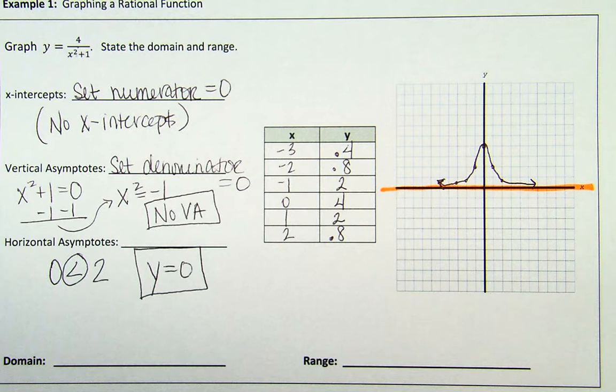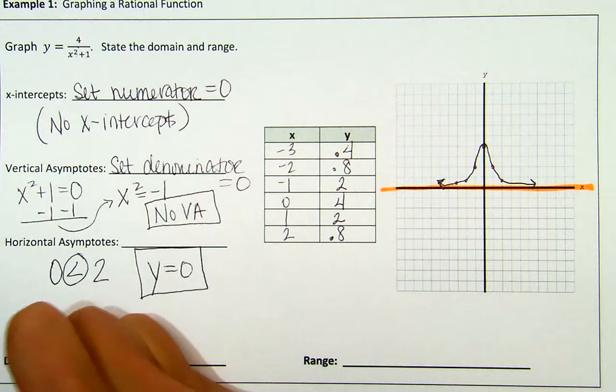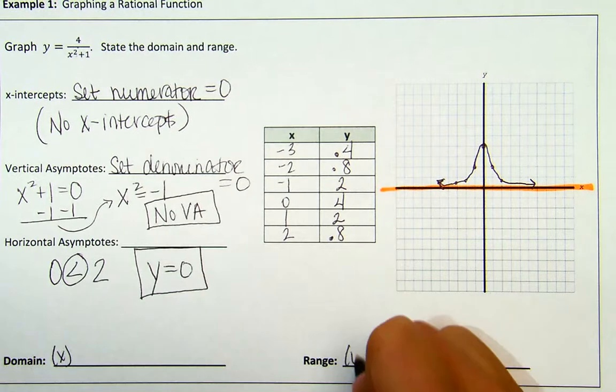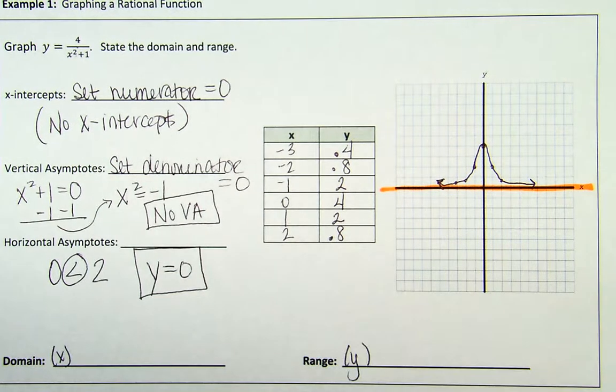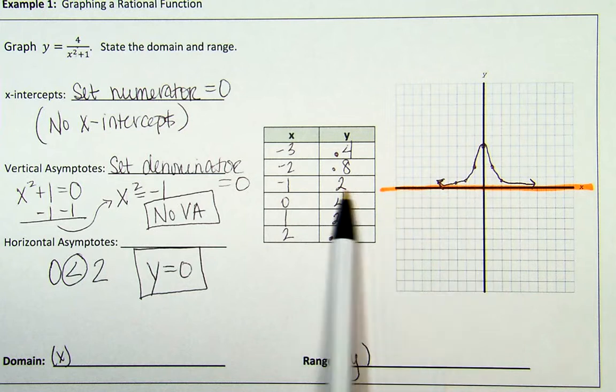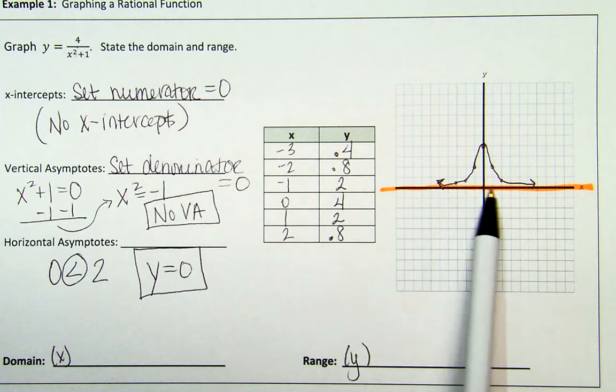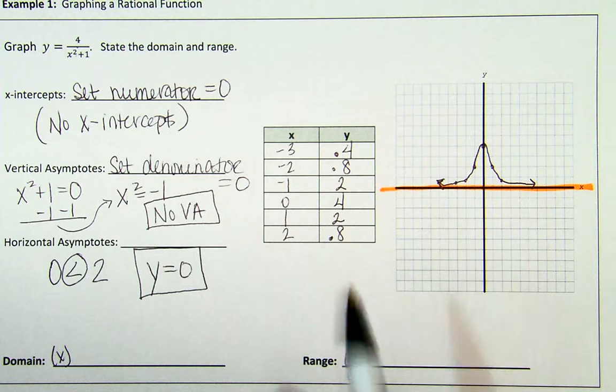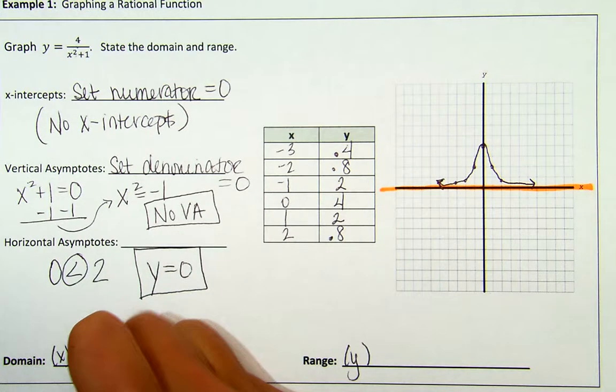At this point, if I look at my domain from my graph, remember, my domain deals with your x's or your inputs. Your range deals with your y's or your outputs. If you look at your x's along your x-axis, your graph spans negative x, includes 0, and spans positive x values. So you know that your domain is going to be all reals.